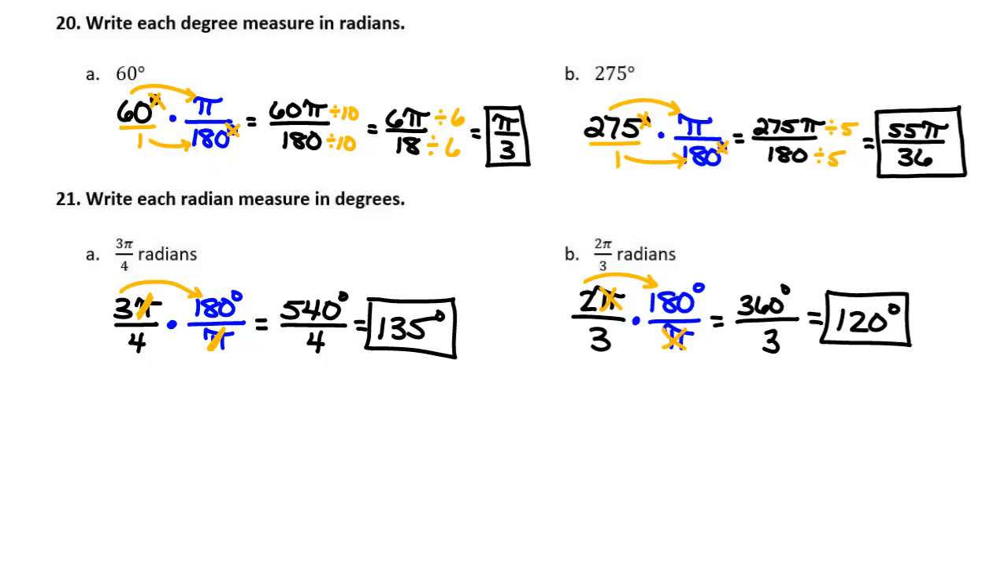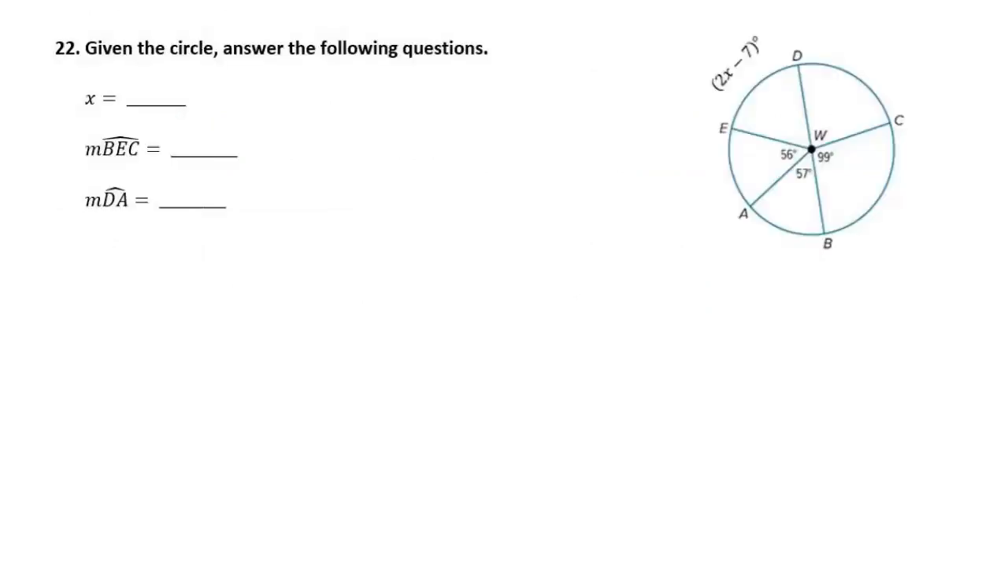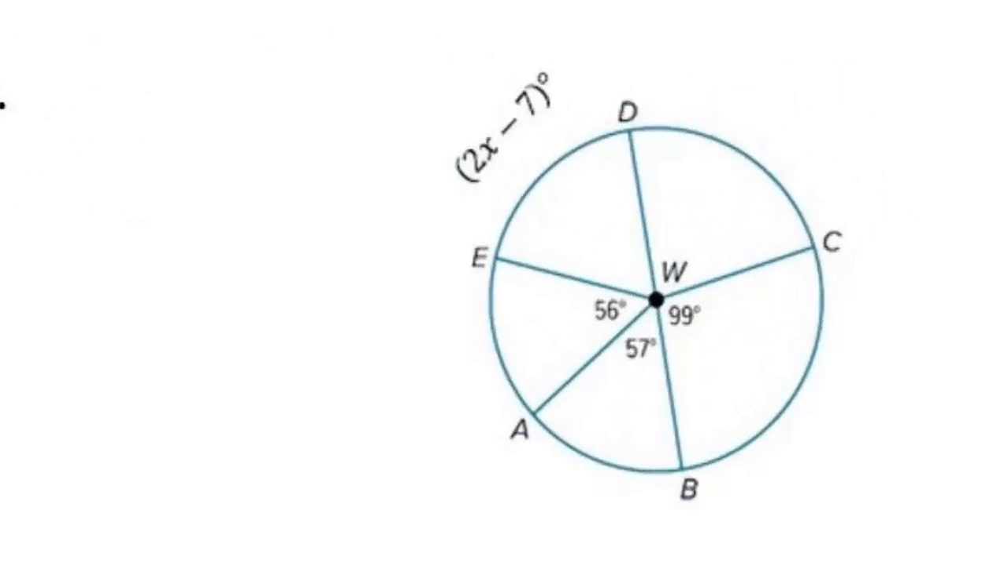All right, number 22. We need to find the value of x, the measure of arc BEC, and the measure of arc DA. Well, the only place x is right here, which goes with this arc. So I'm going to need to figure out how big that arc is so that I can set the expression equal to that value.